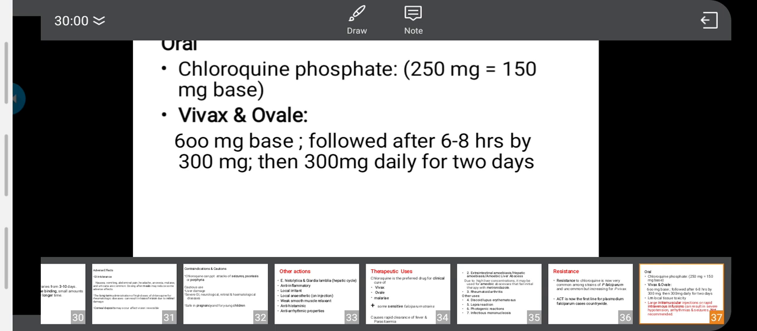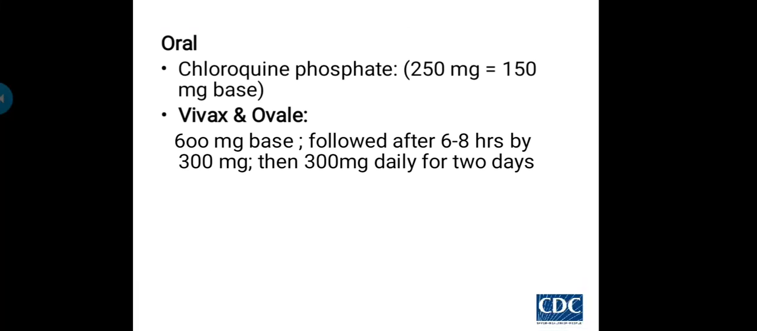That means total 10 tablets. That means total dose of chloroquine base is 1500 milligram. So 600 initially, suppose it is 0 hour, then 300 milligram after 6 hours, then 300 milligram after another 24 hours, that means at the 30 hours, and 300 milligram after another 24 hours, that means at the 54th hour. Okay, so 0, 6, 30, 54. This is the one schedule: 600, 300, 300, 300.